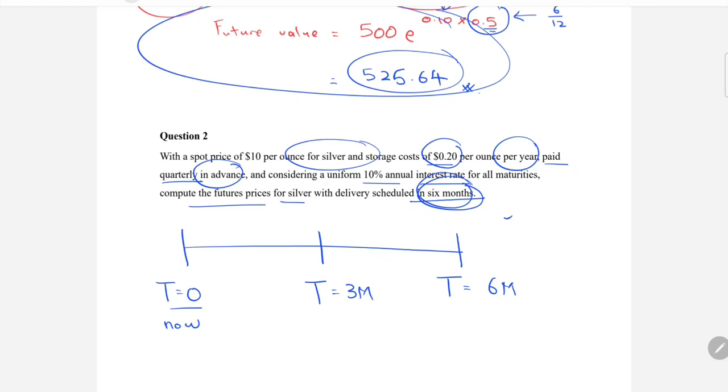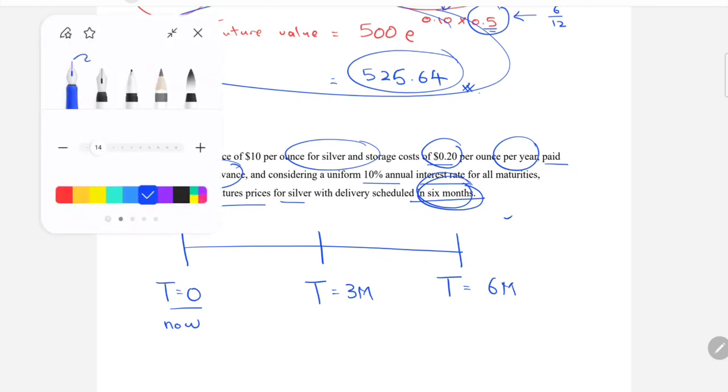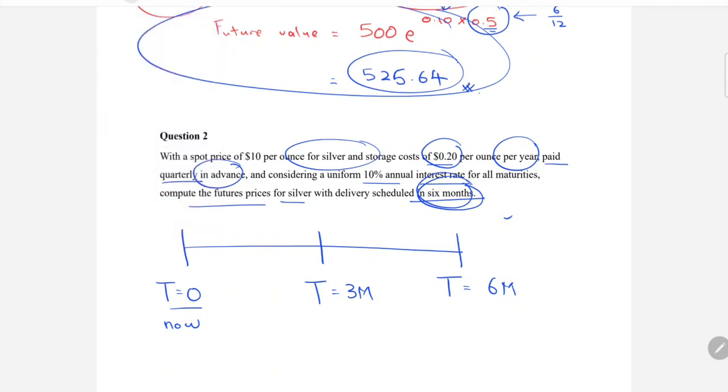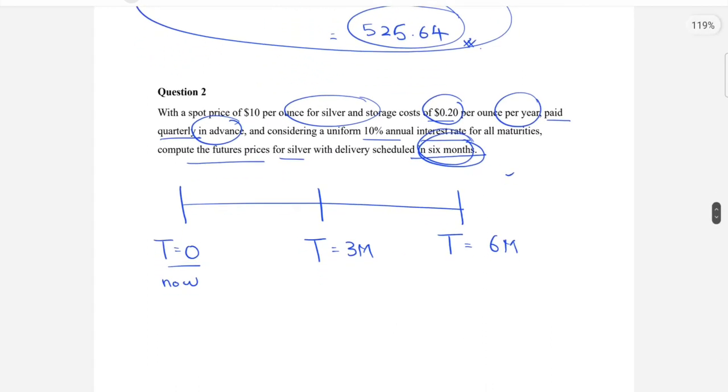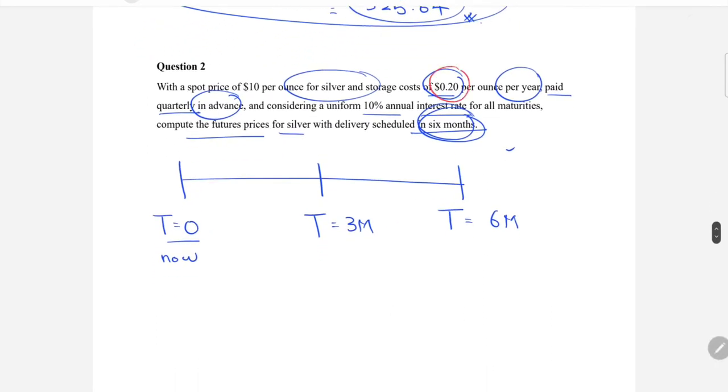Why did I draw this timeline? Because I want to show you how we can find the present value for the storage cost. This 20 cents is for a year, and they make the payment for this storage cost every quarter. Meaning they're going to pay this 20 cents in 4 different quarters. So each quarter you have to pay the 5 cent storage cost.